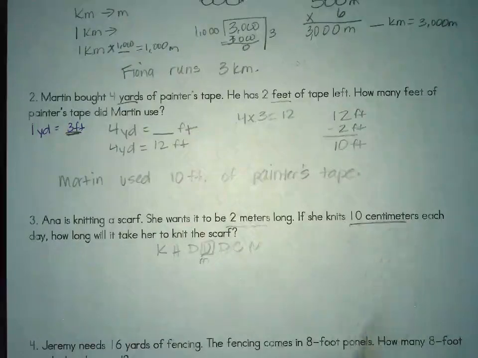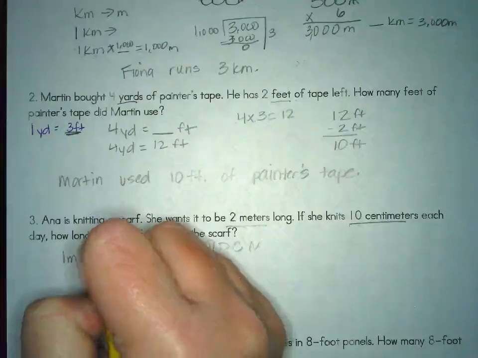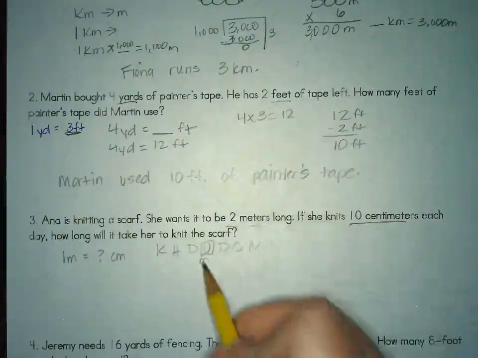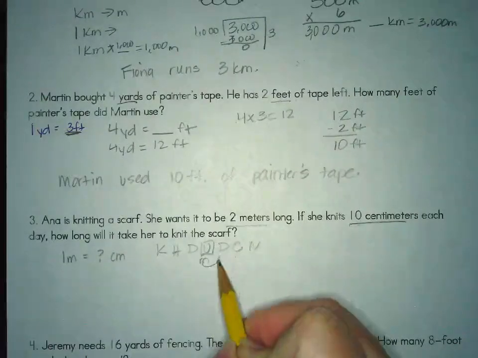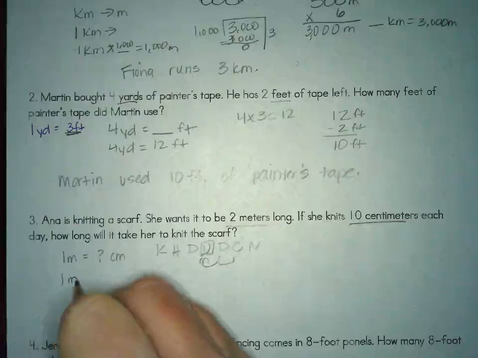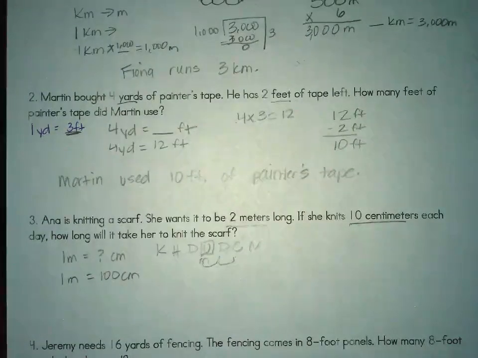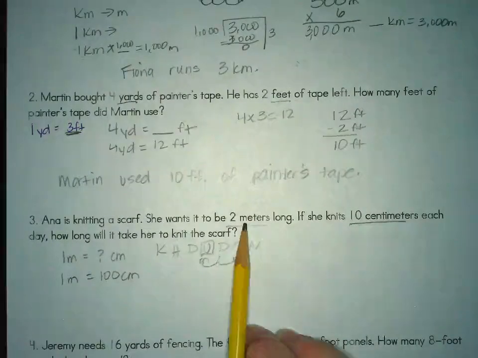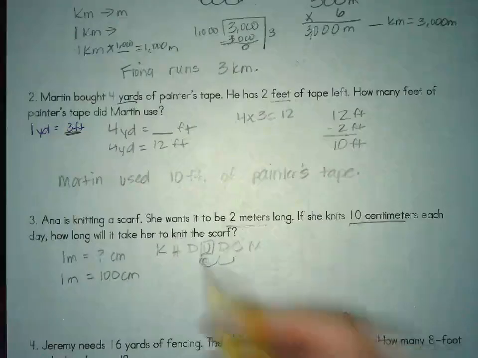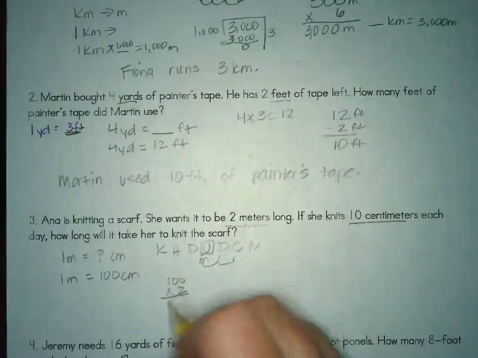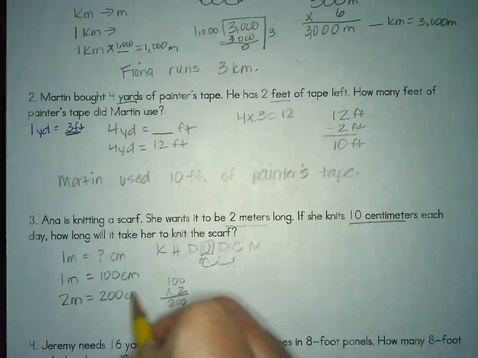So I have to figure out, well, 1 meter is equivalent to how many centimeters? Here I am at meters, and I have to get to centimeters. So I'm going to move times 10 times 100. So 1 meter is equivalent to 100 centimeters, okay? So if 1 meter is equivalent to 100 centimeters, then 2 meters is equivalent to 200 centimeters.